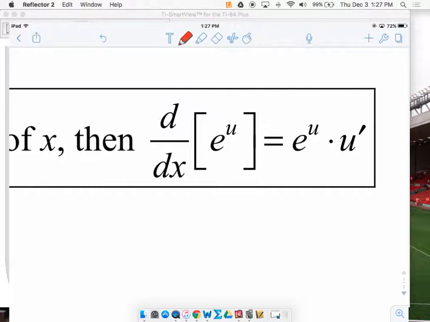Now, if you have something different as your exponent, remember it's going to be that exact same thing, and then you have to remember to take the derivative of the exponent. That's what that u prime means.